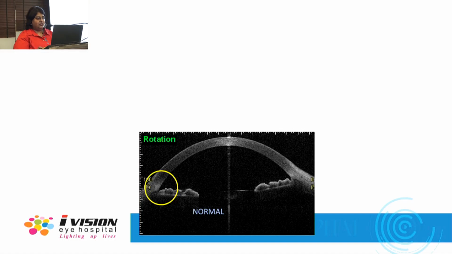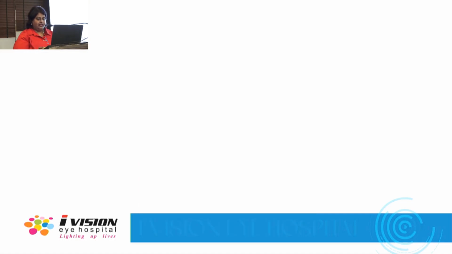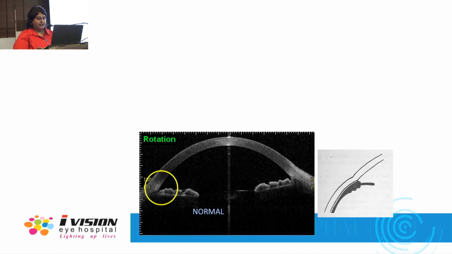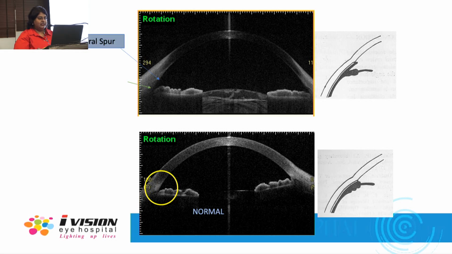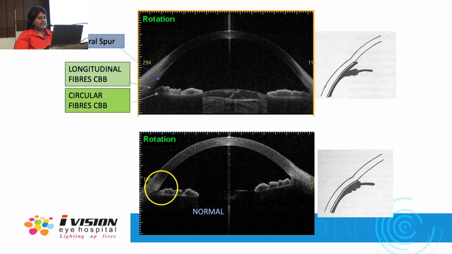So this is ASOCT, and here what you see is an open angle. This is a diagram that shows the normal attachment of the scleral spur and the iris. There is a scleral spur there, and these are the longitudinal fibers, and these are the circular fibers. A split there is what is called an angle recession.